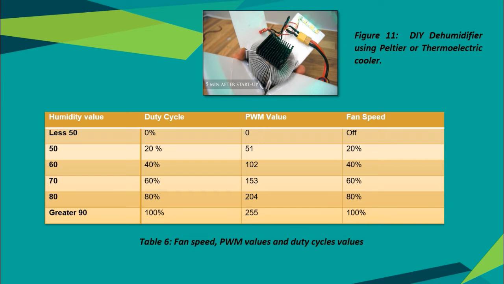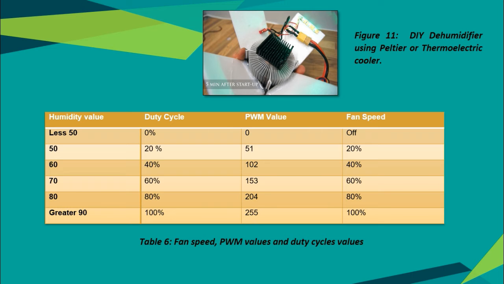For the dehumidifier, we will construct a DIY dehumidifier by using a Peltier that can act as a heater or cooler. This device will quickly remove moisture from the air by a phenomenon called condensation, depending on the speed of the DC fan. This is the table for fan speed, PWM values, and duty cycle values. For example, when the humidity value is equal to 50, the duty cycle is 20%, and the PWM value is equal to 51, the dehumidifier will turn on with 20% speed of the DC fan.